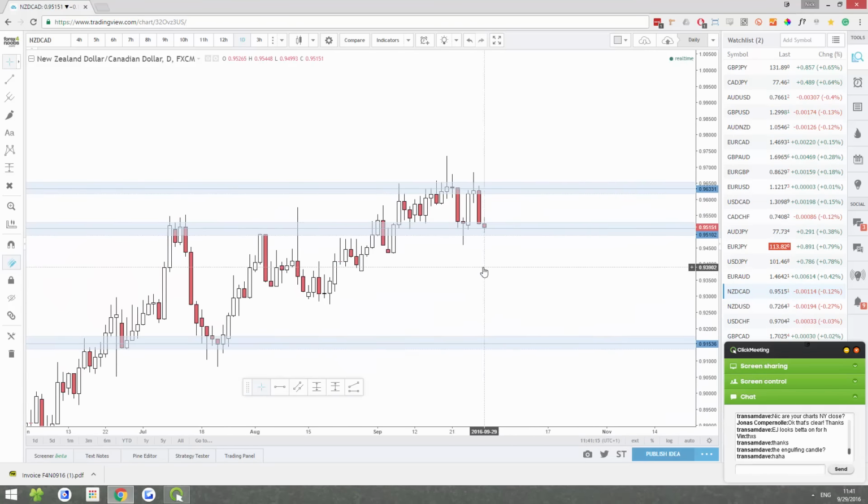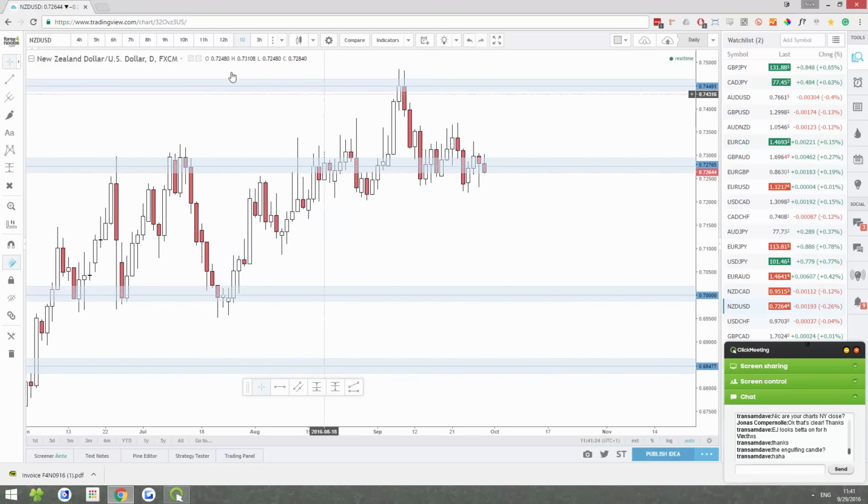Not right now anyway. But if anyone's interested, it does look like it might be bouncing from this support area here. It could be heading back up to test this resistance area again.